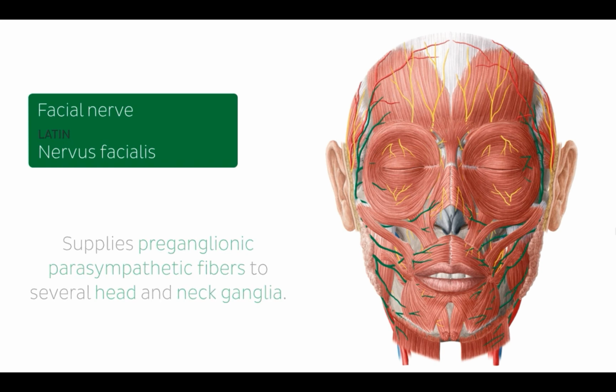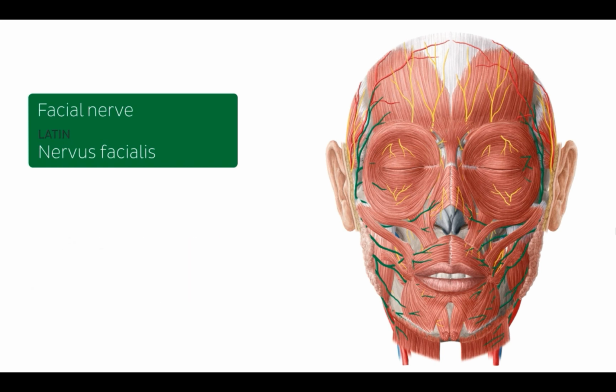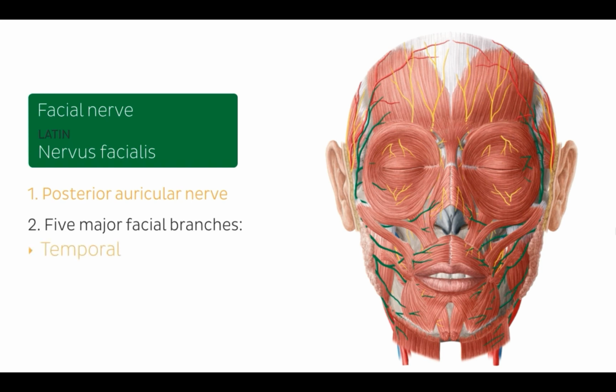There are different nerves that branch off of the facial nerve. One is the posterior auricular nerve, and then there are 5 major facial branches, which we're going to be covering here in this tutorial, which include the temporal, the zygomatic, the buccal, the marginal mandibular, and the cervical.